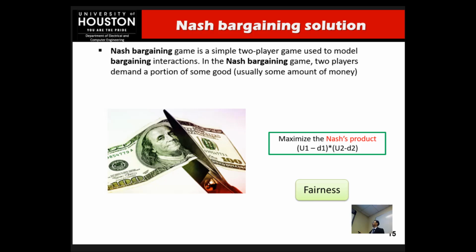The reason we select the Nash bargaining solution here is because it allows us to achieve a fair allocation of benefits between microgrids in the system. And also it guarantees microgrids achieve a positive payoff, because we have the minimum benefit the microgrids want to receive, which corresponds to the disagreement point.